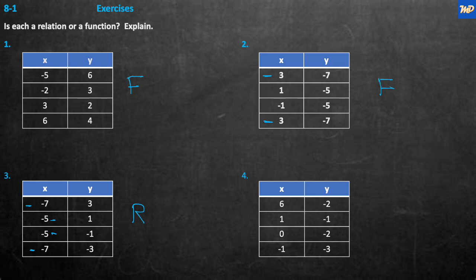4. The domains, we have 6, 1, 0, -1. They're all differing. So I don't care what these over here on the range side are. As long as these domain values are all different, you can only have a function. Okay, good. Good job.